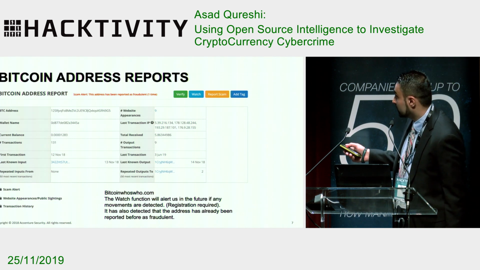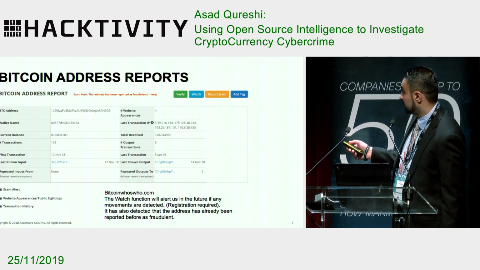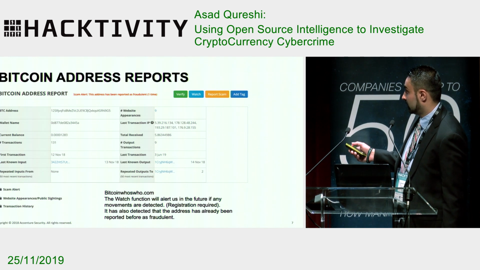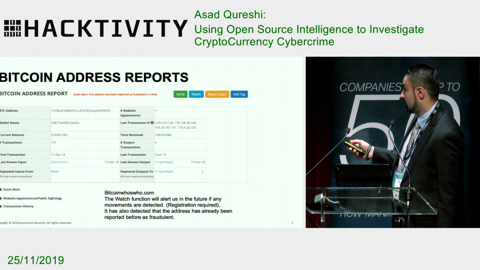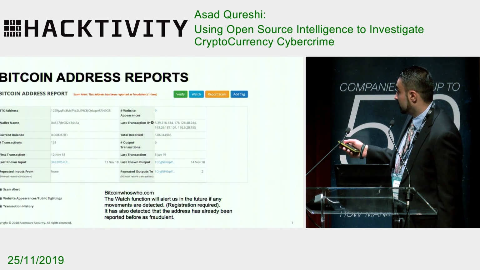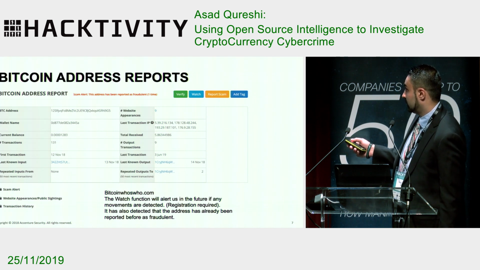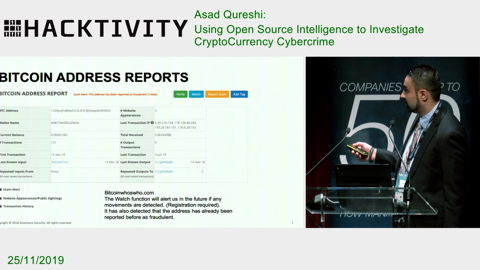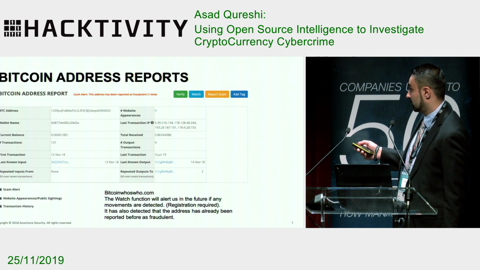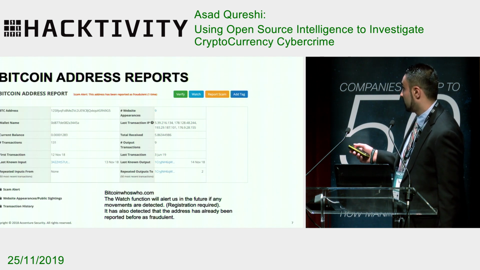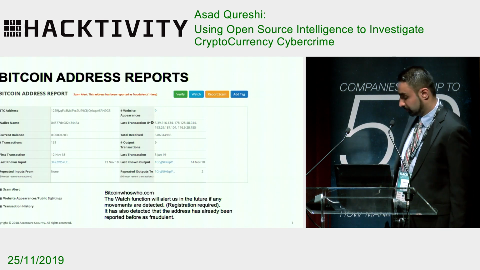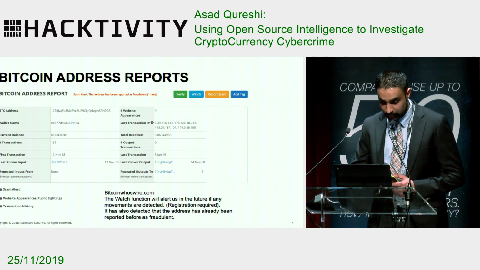So we also see that the website appears 9 times. So the total received amount on this address, we can see here. And we also see the last transaction IP. It's like 1, 2, 3, 4 IPs that are involved in relaying this transaction. Okay. So this is a useful tool.